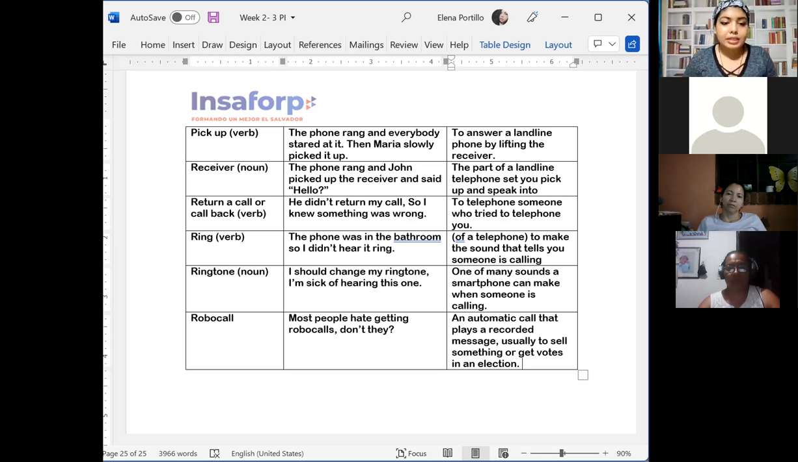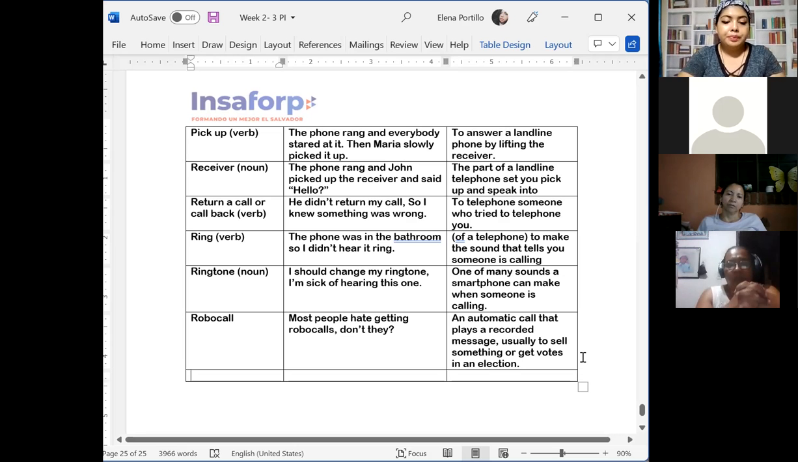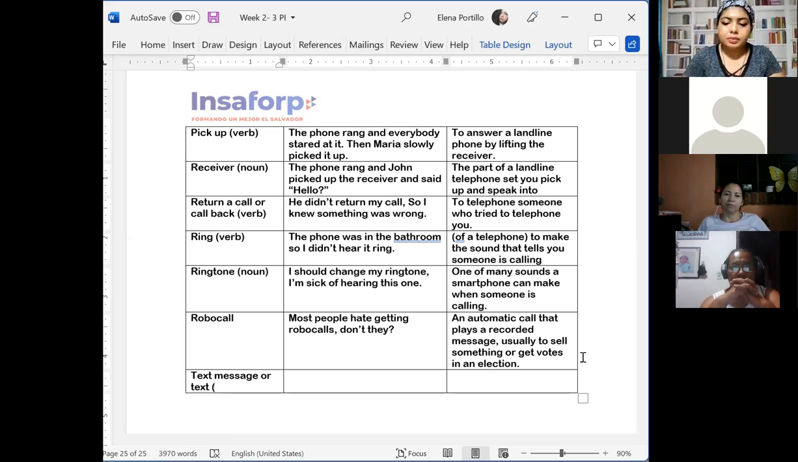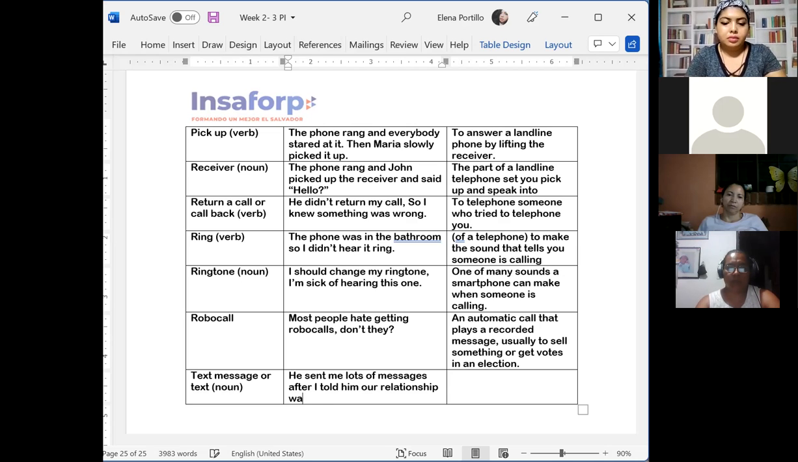Then we have text message or text, noun. We are almost done with this vocabulary. We have text message or text. These are nouns. And we have the example. He sent me lots of text messages after I told him our relationship was over. Oh, that's very bad. And the meaning of this is a short message service.